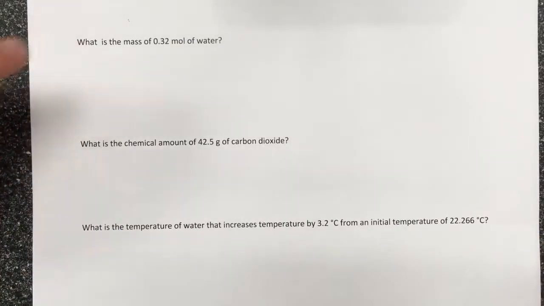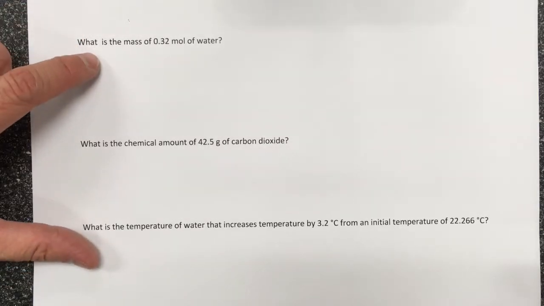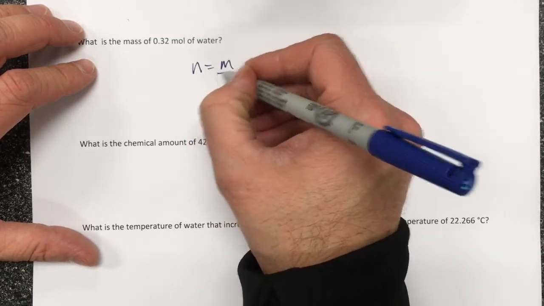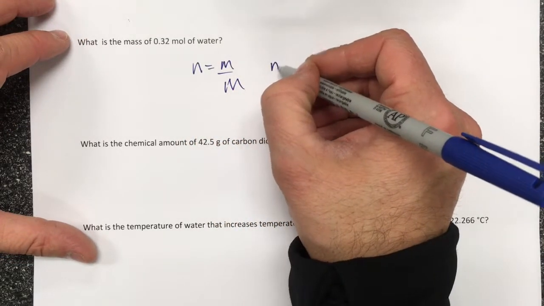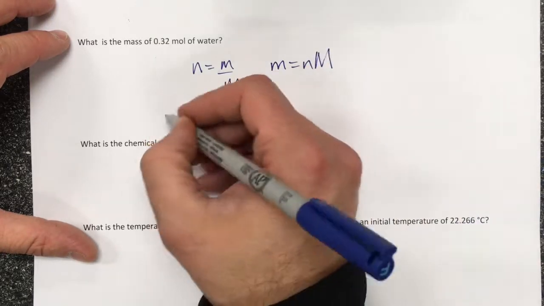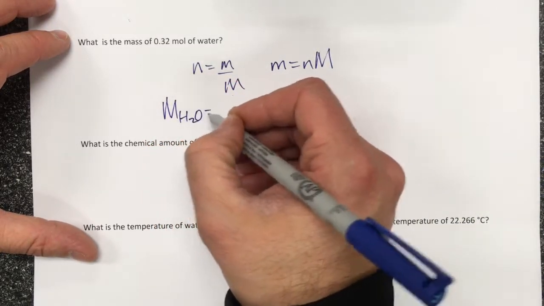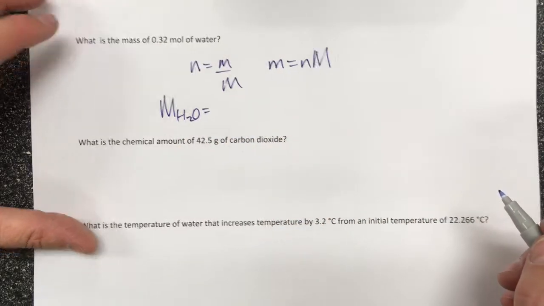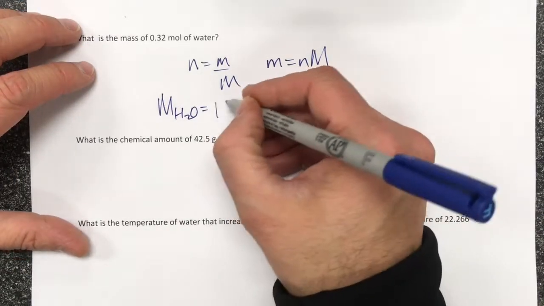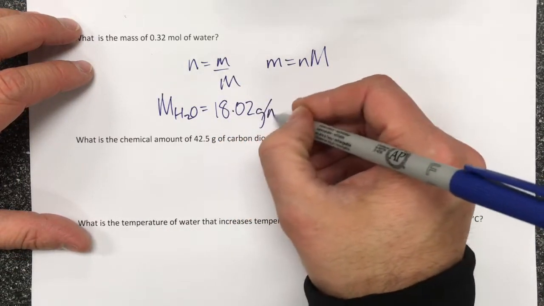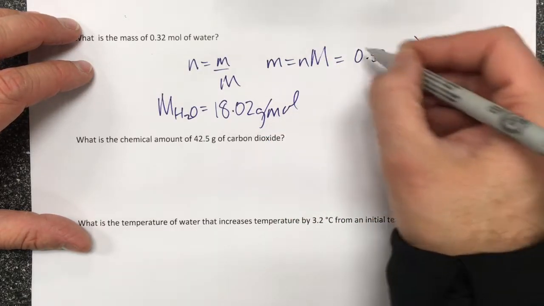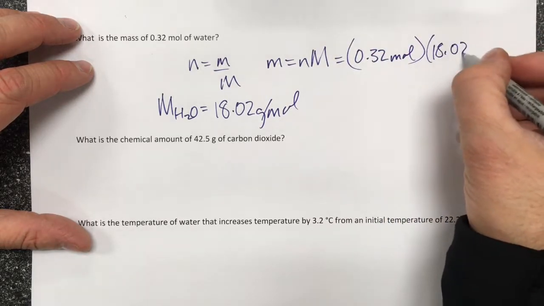Here are some questions. Our first question is a multiplication and division question. What is the mass of 0.32 mole of water? The number of moles equals mass over molar mass, so the mass equals the number of moles times the molar mass. The molar mass of water: it has 2 hydrogens at 1.01 gram per mole, and 1 oxygen at 16.00 gram per mole. If you don't know that, look up molar mass. Its total molar mass is 18.02 gram per mole. So this is going to be 0.32 mole times 18.02 gram per mole.